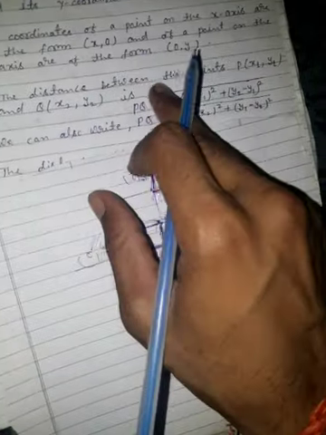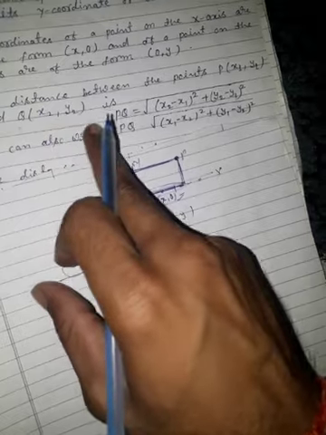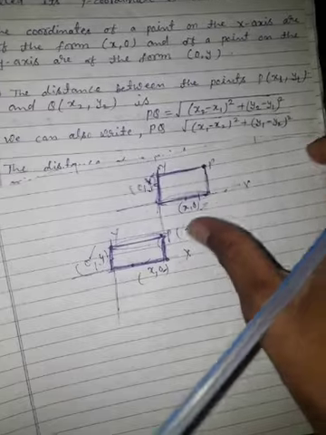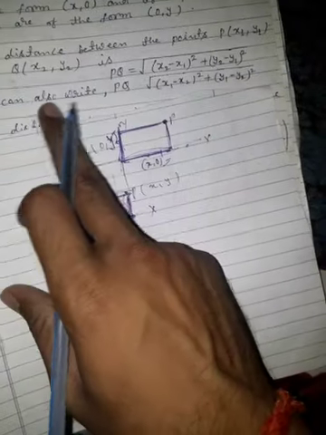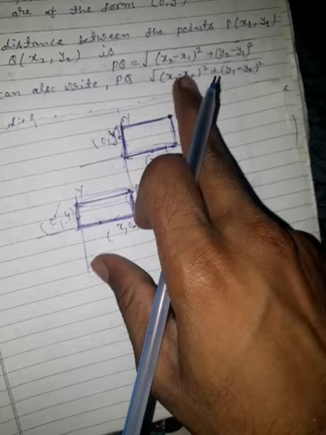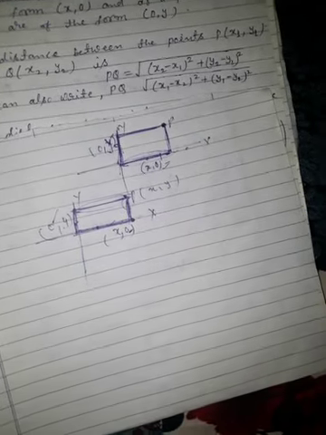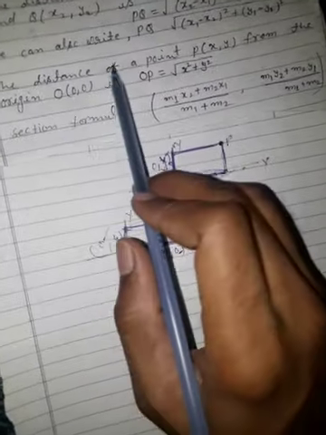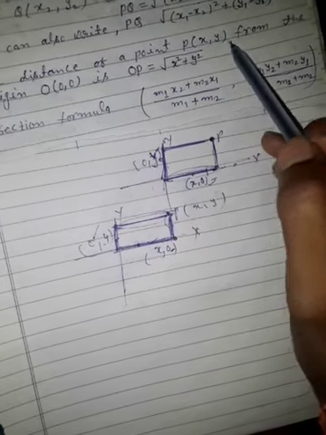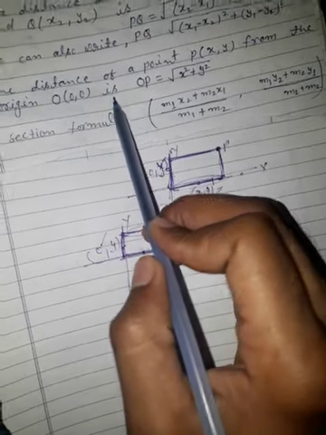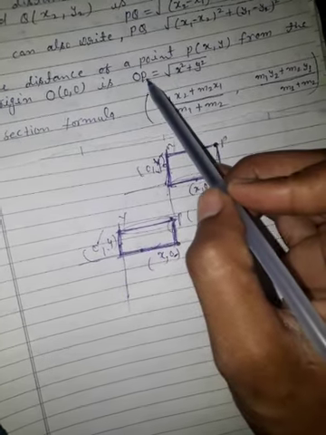Next, the distance between the points (x1, y1) and (x2, y2) is represented as root of (x2 minus x1) whole square plus (y2 minus y1) whole square, or we can also write PQ equal to root of (x1 minus x2) whole square plus (y2 minus y1) whole square. Next, the distance of a point P (x, y) from the origin, the coordinate of origin is (0, 0), is OP, represented as root of x square plus y square.